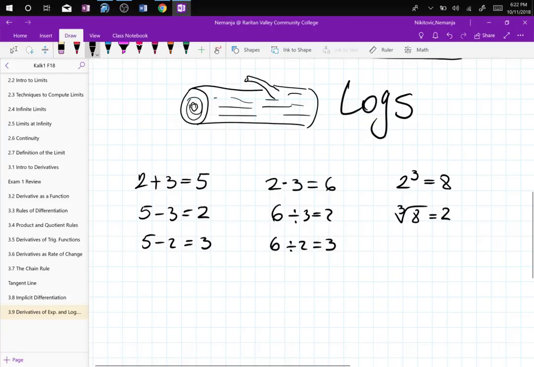Do what? 8 to the 1 over 3 is 2. That's just this. My question is how do I get it to equal 3? Oh, right. What is it? Log base 2 of 8? Yeah. That's where they fall.